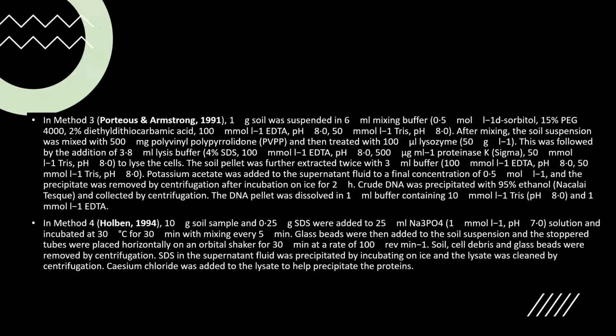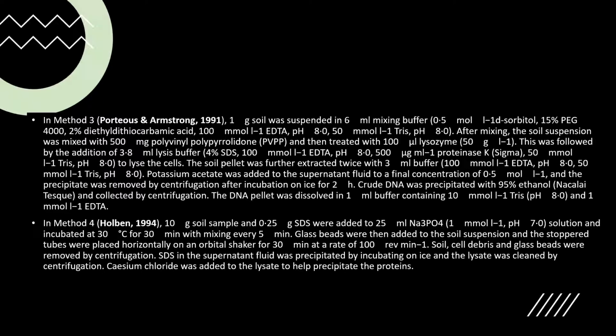Potassium acetate was added to the supernatant fluid to a final concentration of 0.5 mole per liter, and the precipitate was removed by centrifugation after incubation on ice for 2 hours. DNA was precipitated with 95% ethanol and collected by centrifugation. The DNA pellet was dissolved in 1 milliliter buffer containing 10 mole per liter Tris and 1 mole per liter EDTA.